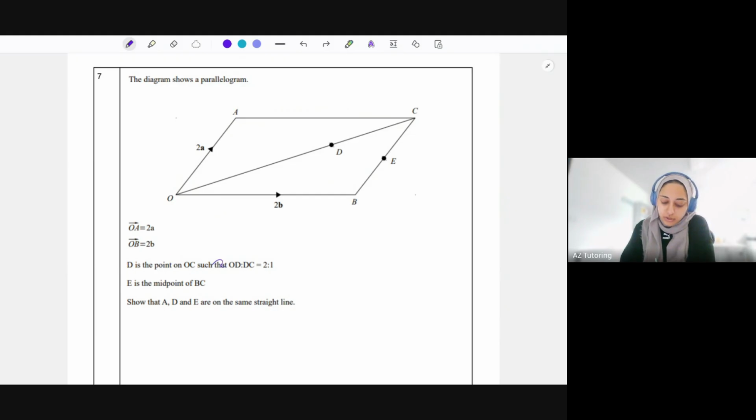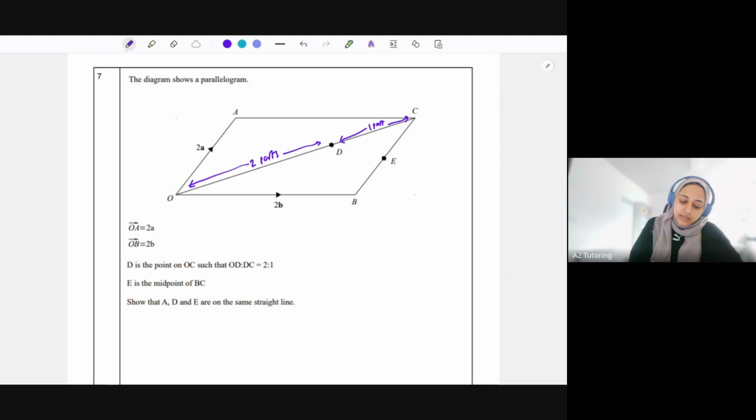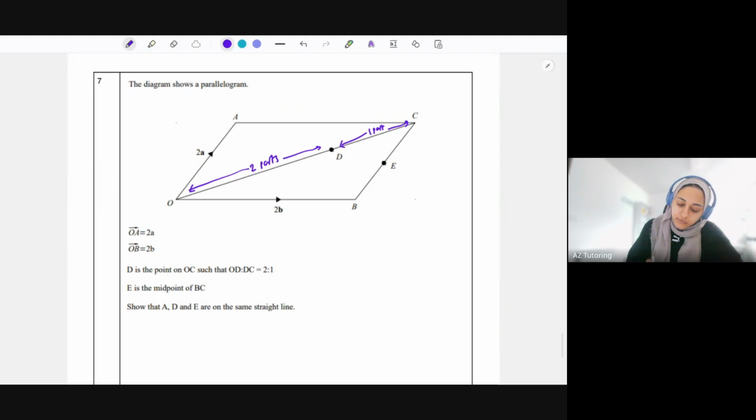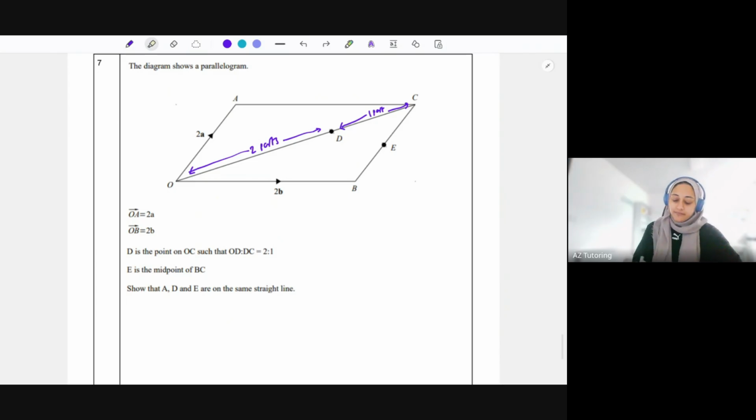It says D is the point on OC such that OD to DC is 2 to 1. So here's D. And O to D, so this is 2 parts. And D to C is just 1 part. So we can evaluate the fraction since it's all on one line of OC. I can say, let's put it here. So if this is all O to C and OD is 2 parts, the total amount of parts is 3 parts. So 2 parts plus 1 part is 3 parts.